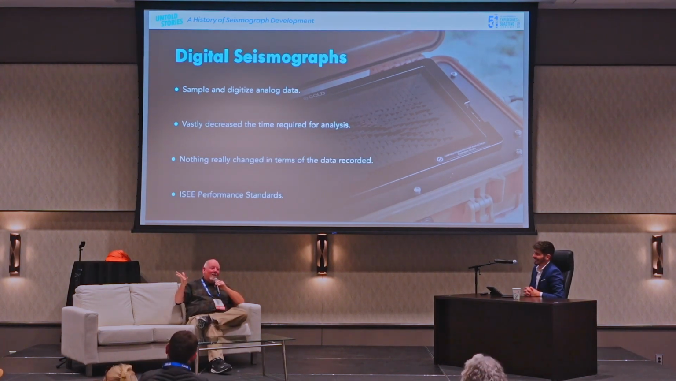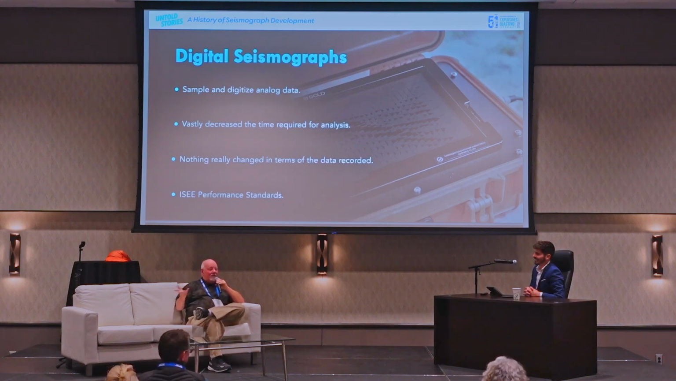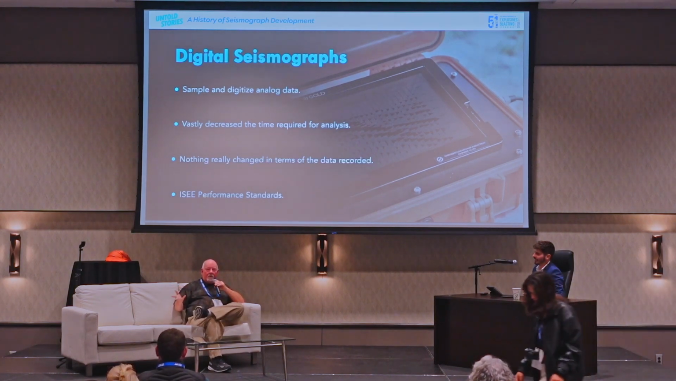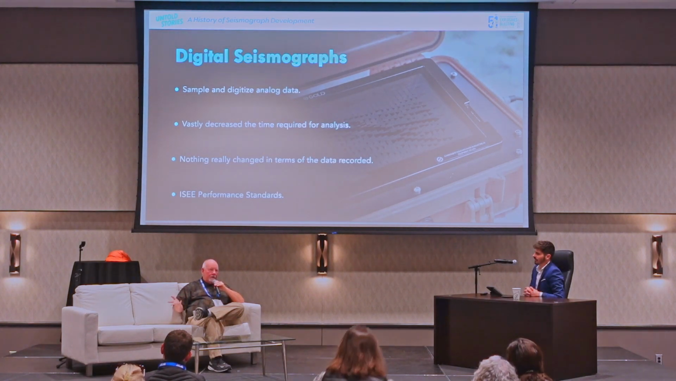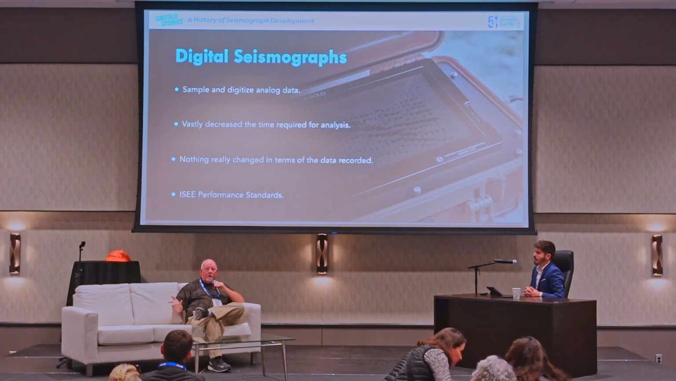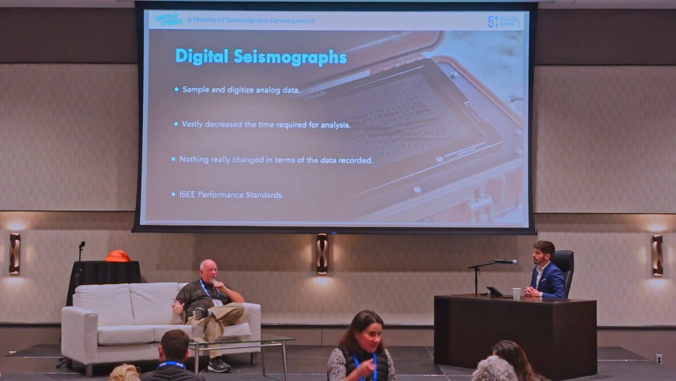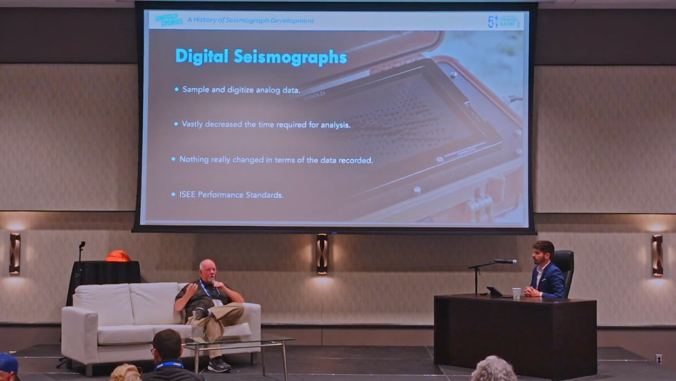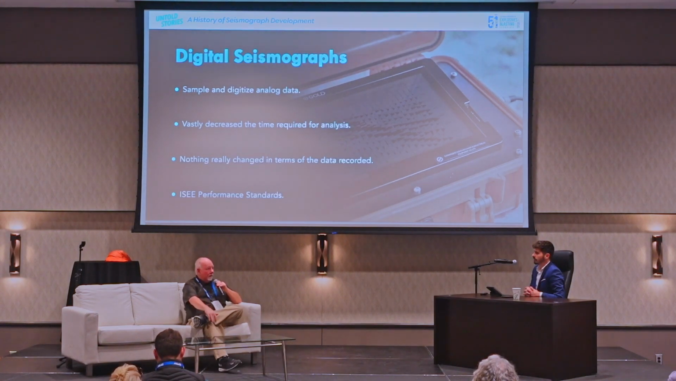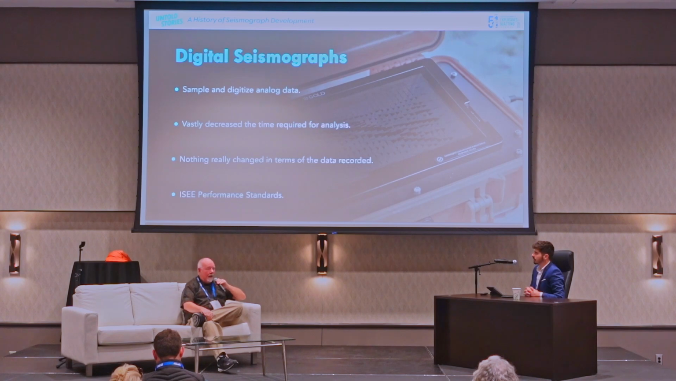But, yeah, in addition to those, the thing I want you to really understand is that even with digital seismographs, nothing has really changed in terms of what we measure. We still use velocity geophones. We still do overpressure microphones. The frequency response has changed somewhat. But what we're measuring hasn't changed at all. We're just measuring it differently. We're doing it digitally instead of analog.